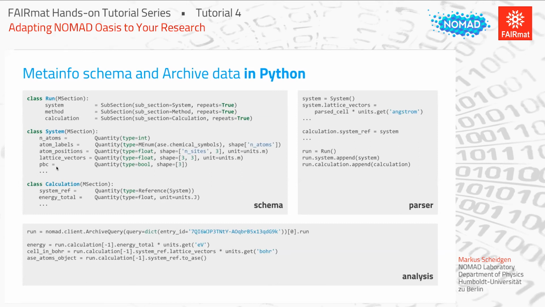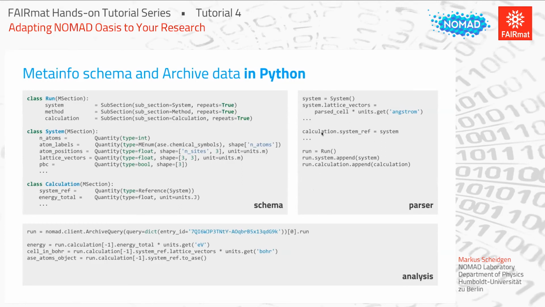And once you have written this down, you can also use it in Python, right? Since these are just Python classes, you can deal with them like you would normally do with Python classes. You can just instantiate them. So for example, you can say, I want to create a system, and then I want to fill out the data quantities in my system with something, right? So the parser might get the unit cell from somewhere, and then create lattice vectors from them and put them in there.